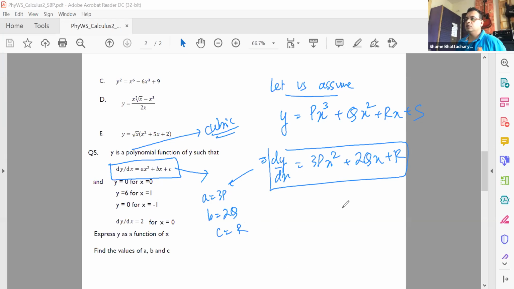Now I have 4 unknowns here. P is unknown, Q is unknown, R is unknown, and S is unknown. Once I know P, Q, R, S, I can calculate the value of A, B, C, polynomial, everything, right? So clear so far? Yes, sir.